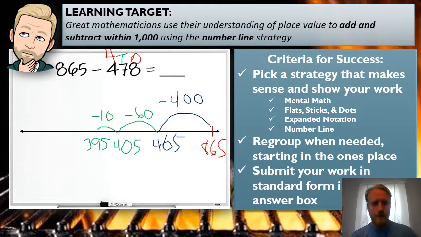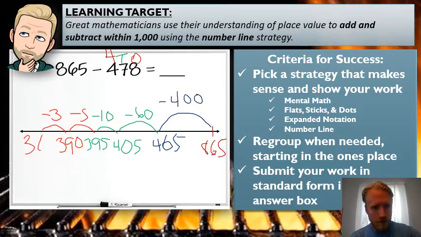So 395, again, I'm going to do friendly numbers. See 5, so I'm going to just take away 5. So it gives me 390. And then lastly, I just take away the remaining 3. 5 plus 3 is 8. So minus 3. And that leaves me with 387. All right. So there we go.